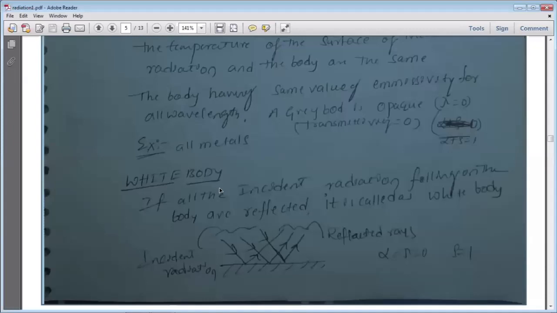And at the same time, it emits all types of radiation. But in the white body, whatever incident radiations fall on the body are reflected back. It is called a white body. It will not absorb any radiations. Whatever incident radiations fall on that particular body, it will reflect back to the environment. It is called a white body.